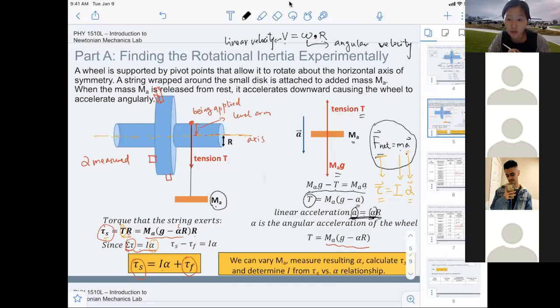Yes, I have a question. You kind of showed it in the other slide, but how are we going to find the angular acceleration? Or would we have to graph first, and then from there... Angular acceleration, you will read it directly from the video. Oh, okay.